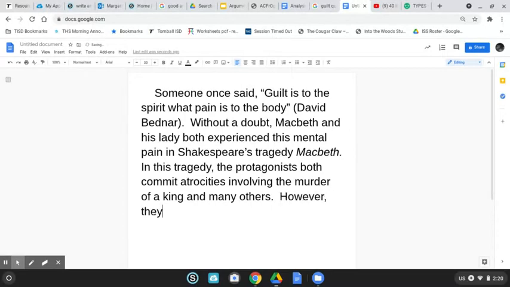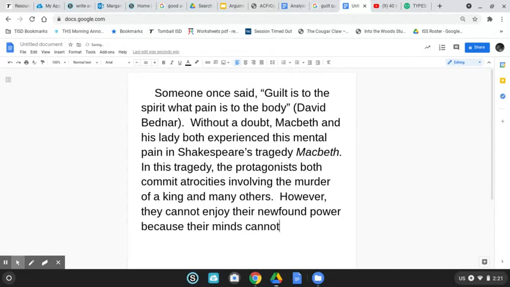However, they cannot get rid of the guilt that accompanies it. However, they cannot enjoy their newfound power because their minds cannot let go of their guilt.